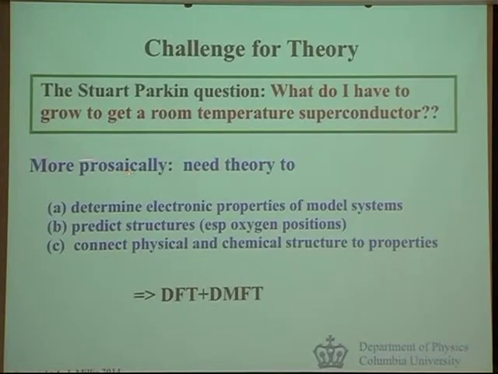More prosaically, you need theory to determine both electronic properties of model systems, so you know what kind of things you want to design into your material.